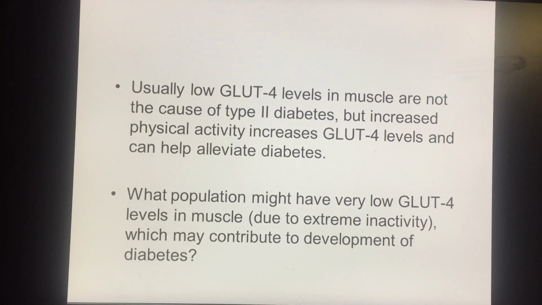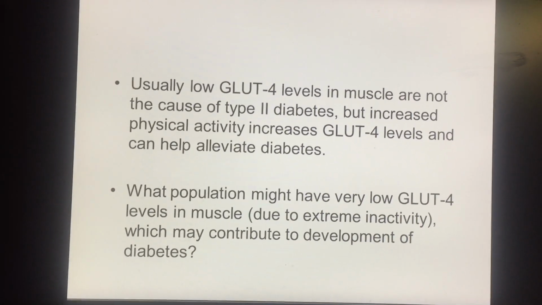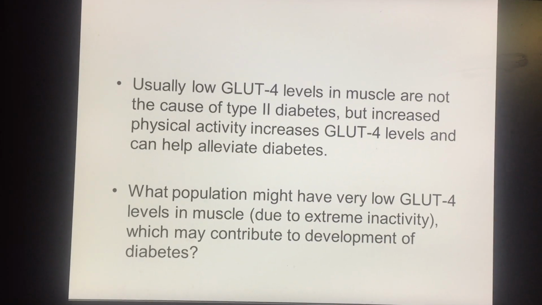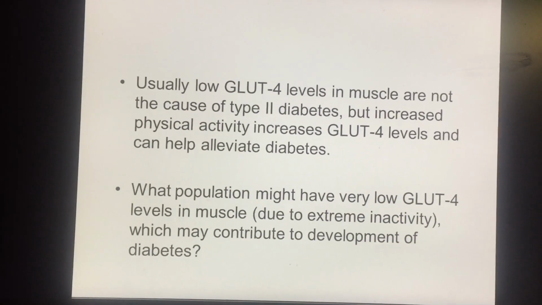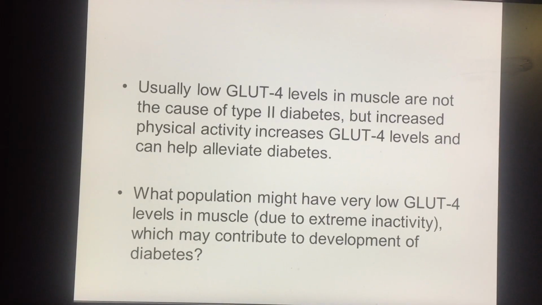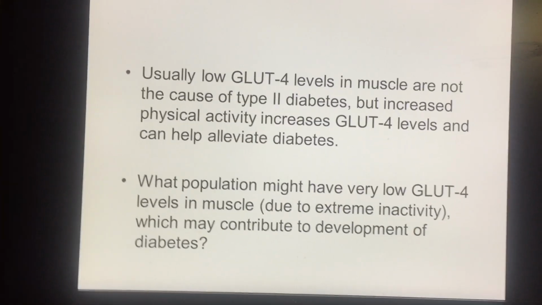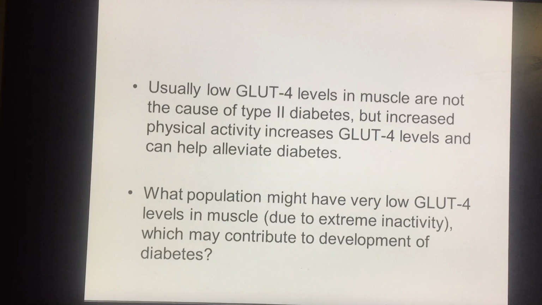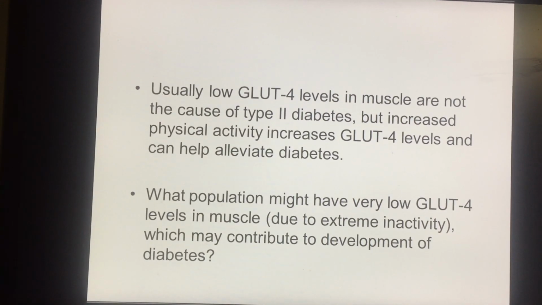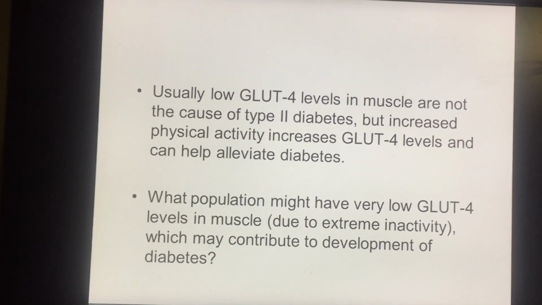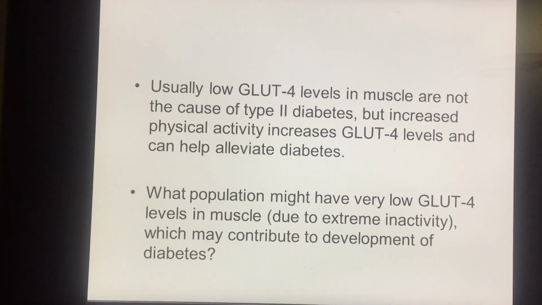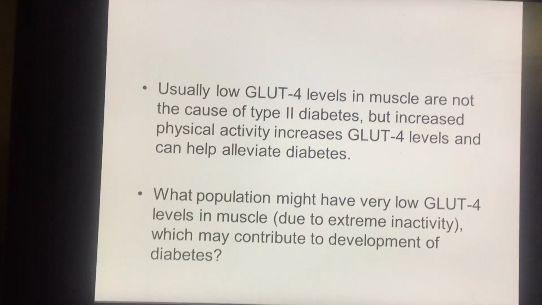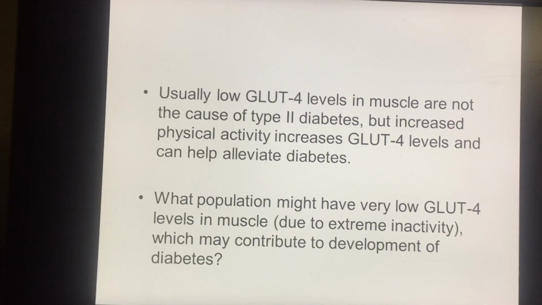But there's a question here that I have at the bottom. What population might have very low GLUT4 levels in muscle? And this is due to extreme inactivity. And this might contribute to development of diabetes in this specific population. And the answer here is that it's people that have paralysis, especially in their lower limbs, as caused by spinal cord injury. So people with spinal cord injury and paralysis of lower limbs have a greater susceptibility to development of type 2 diabetes.